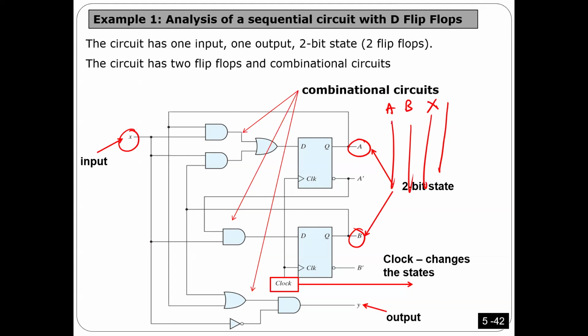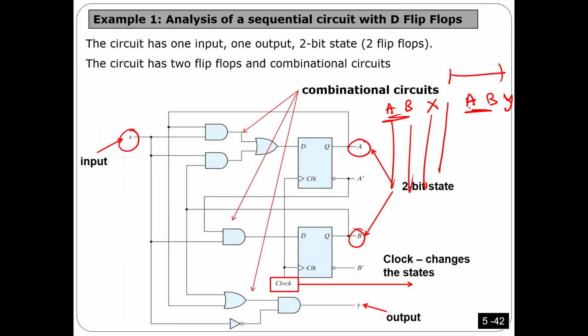Number 3, I need to find what is the new A, what is the new B, and what is the Y, the output Y. So here, the states have to be the input and also the output.